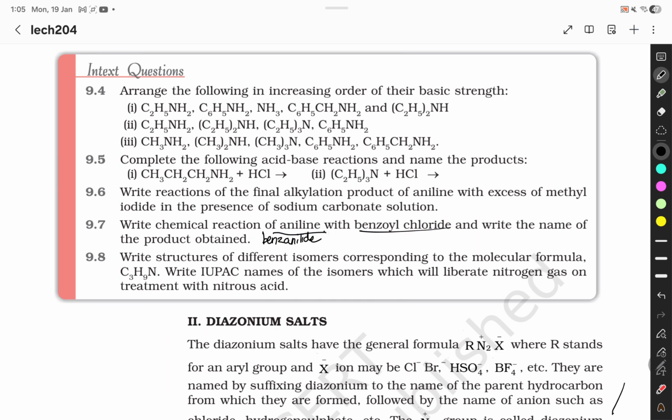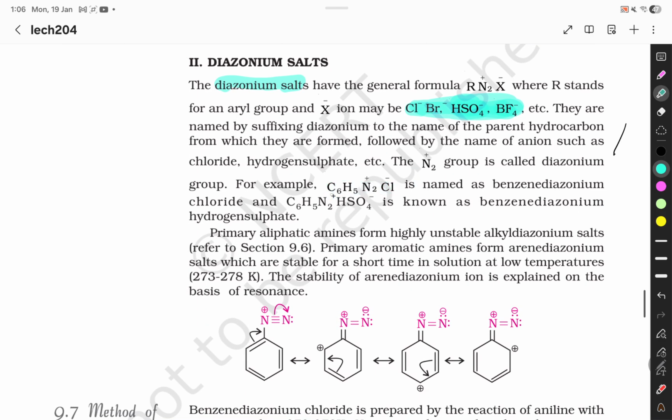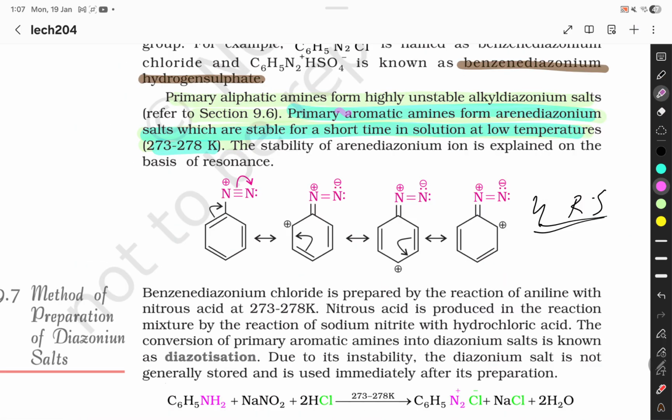So aniline with benzoyl chloride gives you benzanilide. See, acetanilide I had explained, which was this one, CH3CO and then N, and then you have aniline, which is C6H5, but now it's called benzanilide. Diazonium salts have general formula RN2X, where X can also be BF4 minus and HSO4 minus. Please make sure you mark it up. And they gave common names: benzene diazonium hydrogen sulfate. That is a common name, remember that.